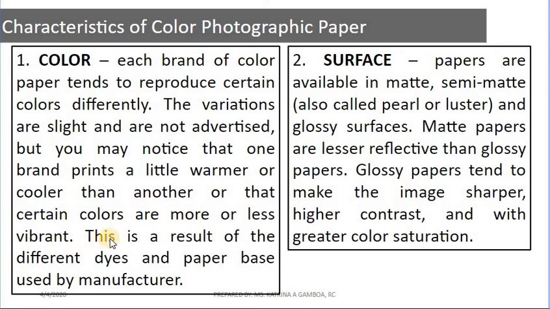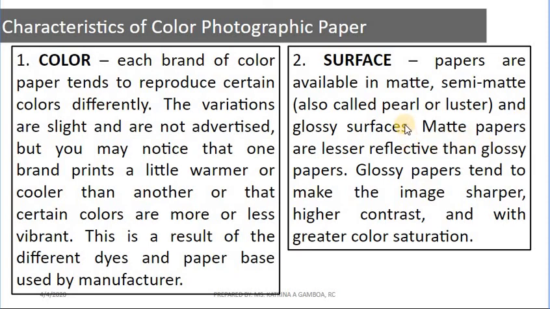Pero hindi ibig sabihin magiging black yung photographic paper nila. Yung photographic paper nila is still white pa rin. Kaso, naging iba, parang may beige na siya, parang medyo cream, parang medyo light blue, ganun siya. This is the result of the different dyes and paper base used by the manufacturer. Ano yung surface niya? Ito tayo nagkakaiba-iba. Merong matte, diba? Semi-matte. Meron ding pearl or luster. Glossy surfaces.